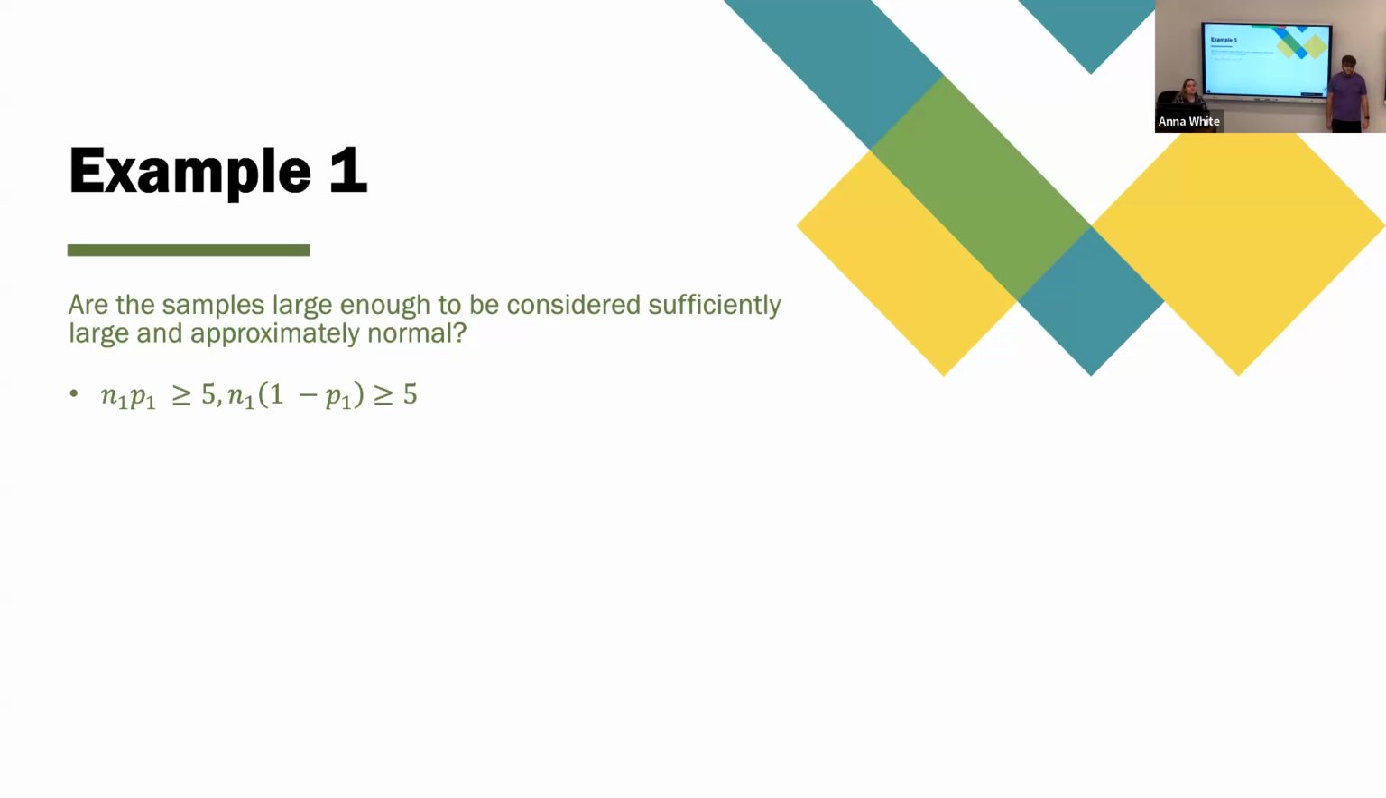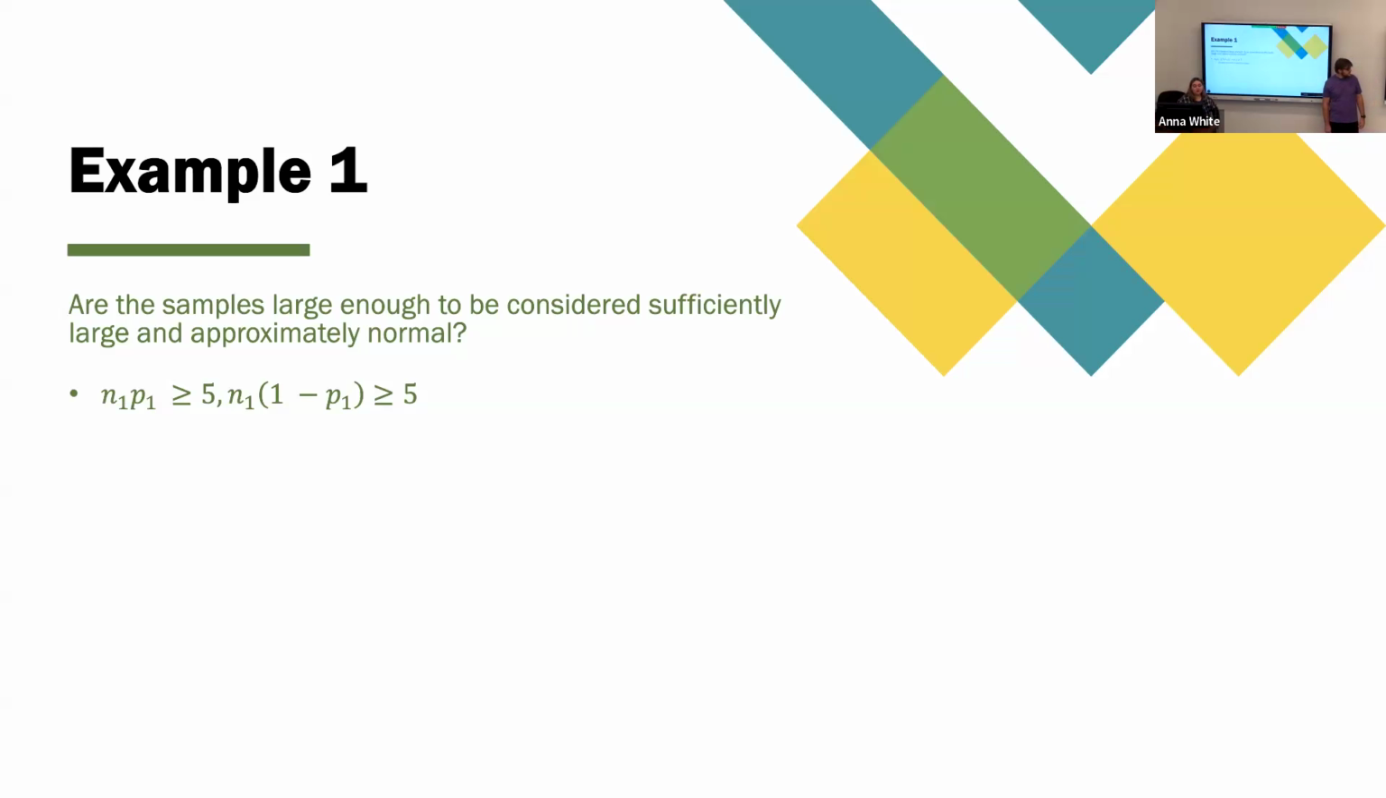n1 is the sample size in the first group that we sampled, and p1 is the proportion of yeses in that sample. We multiply these two numbers together, n1 times p1, and we need that to be greater than or equal to 5. At the same time, we need that same sample size multiplied by 1 minus p1, which is just the proportion of people who said no, to also be greater than or equal to 5.